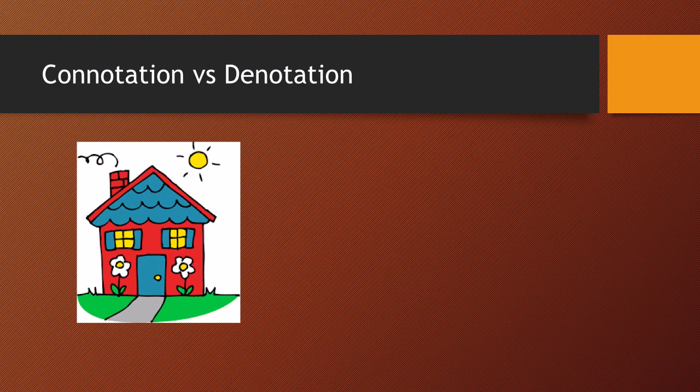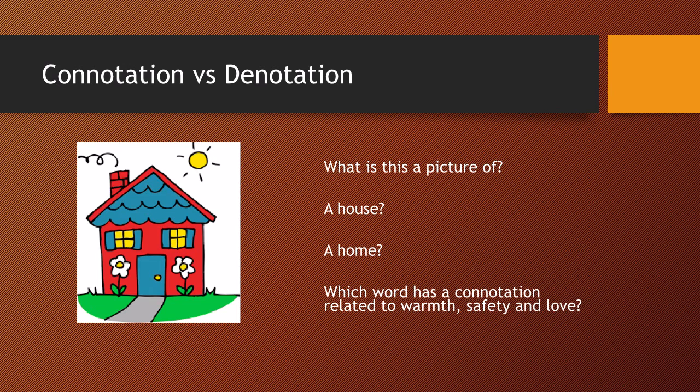Connotation versus denotation. The picture below, I want you to think of, first of all, what is this a picture of? Some of you may have said a house. Some of you may have said a home. While both of you are correct, which word has the connotation related to warmth, safety, and love? That is home. This picture with these two words is the perfect example of connotation versus denotation. Using house or home to describe a place has a very different meaning, and it's always important to pay attention to the intentional words an author is using.